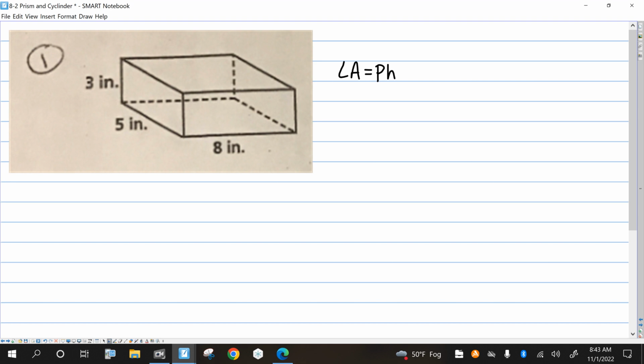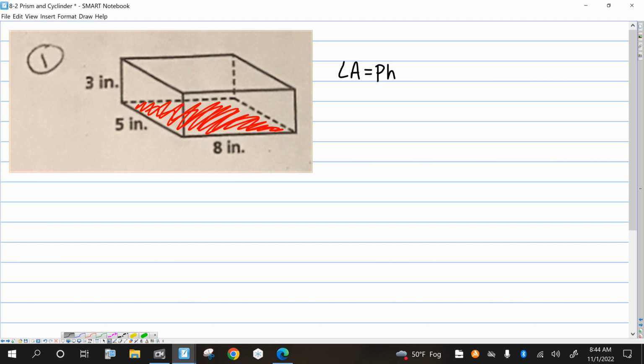Something else that I like to do is shade in my base, that way I know where my base is. So I'm just going to shade it in with red. This is the base, the bottom that it sits on. That way if you shade it in, you know what numbers you're looking at. So what numbers are on my base?